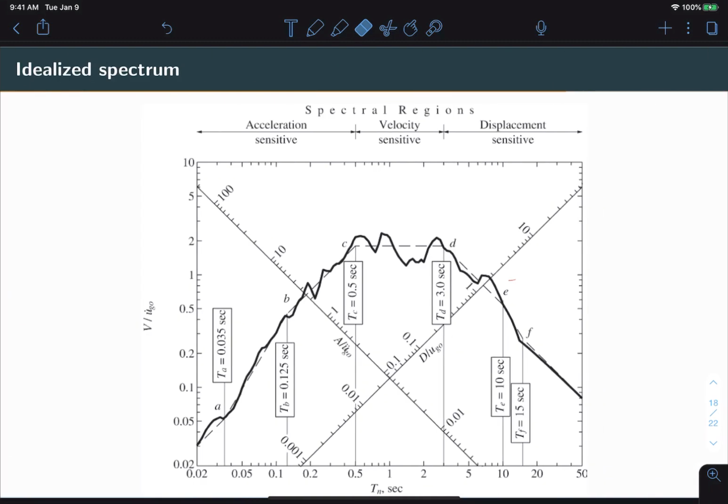So given these three characteristics, we can now create an idealized spectrum. We start by dividing the spectrum into three spectral regions, which you see at the top. An acceleration sensitive region to the left, a displacement sensitive region to the right, and a velocity sensitive region in the middle. In the acceleration sensitive region, it is possible to define the pseudo acceleration response simply as a scaled version of the ground acceleration. In the displacement sensitive region, it is possible to define the displacement response as a scaled version of the ground displacement. And in the velocity sensitive region, it is possible to define the pseudo velocity response as simply a scaled version of the ground velocity.